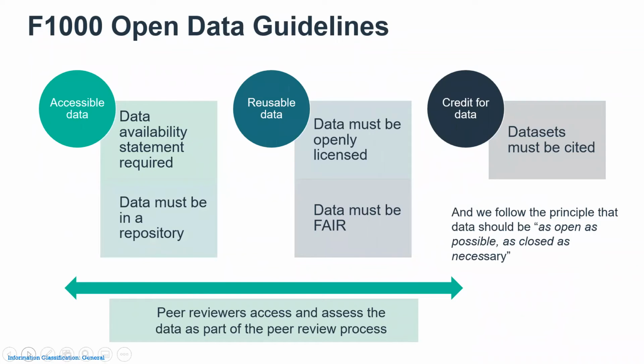So moving on to F1000 open data guidelines. There are a number of elements which aim to make data which is shared alongside published articles accessible and reusable. To ensure that the data is accessible, we require a data availability statement explaining how that data can be accessed. Now that must be shared in a data repository. Reusable data must be openly licensed, and the data should ideally be shared in a way that it complies with the FAIR principles that I just outlined in the previous slide.